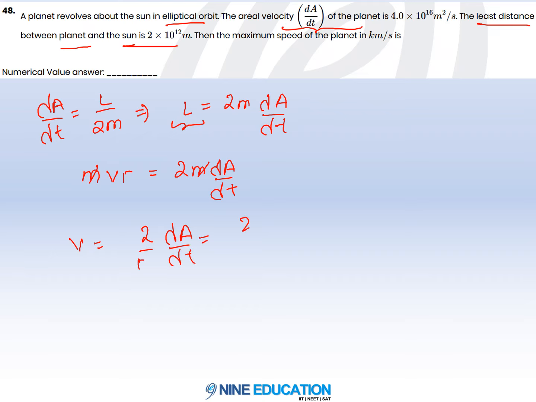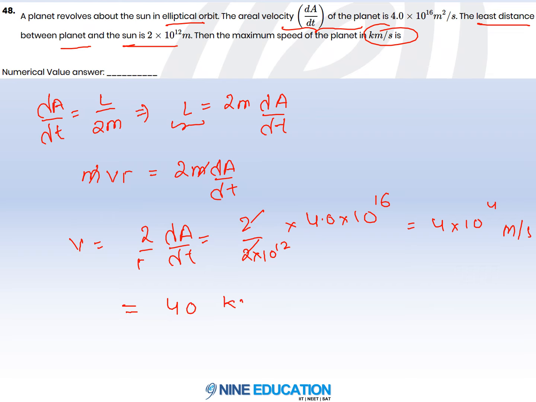So just put the value, 2 upon r is how much? 2 into 10 power 12, and areal velocity is 4.0 into 10 power 16. Okay, so what we are getting, this will cancel out, this is 16, so we are getting 4 into 10 power 4. But the answer they are asking in kilometer per second, so this is meter per second. When you convert it into kilometer per second, you will get 40 kilometer per second. All right.